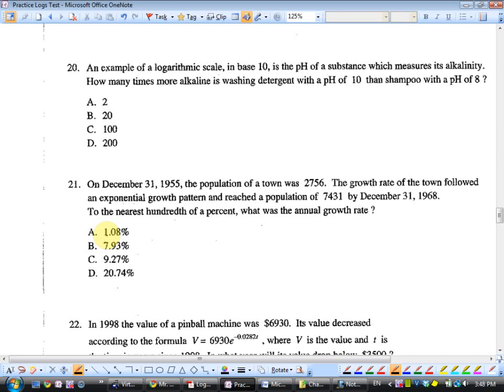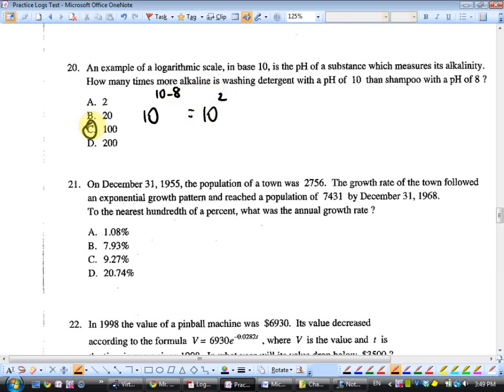pH. I don't know how to do pH. Oh, yeah, it was 10 to the bigger minus smaller. Washing detergent has a pH of 10 minus shampoo has a pH of 8. 10 to the 2, oh, 100 times more alkaline.